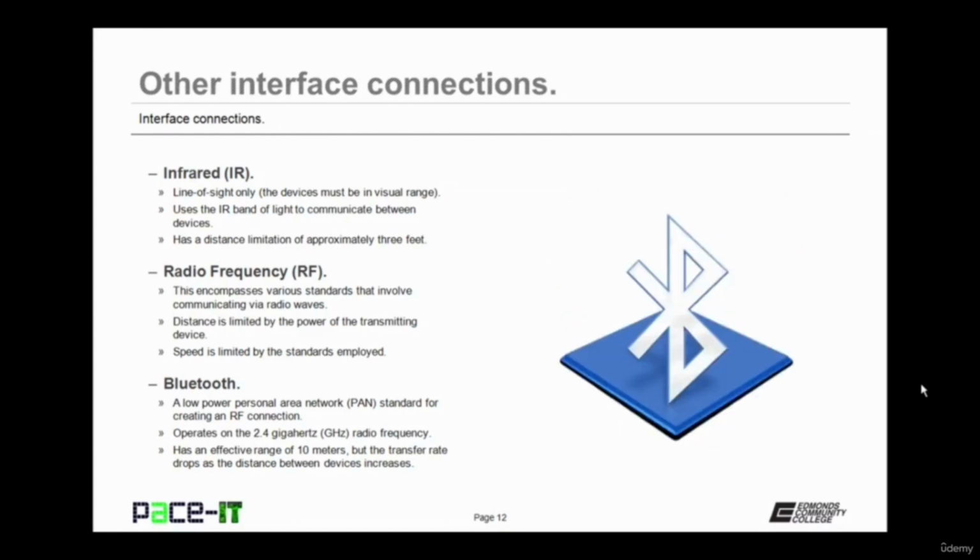Then we have Bluetooth. Now this is a low-powered personal area network standard, a PAN standard, for creating a radio frequency connection. It operates on the 2.4 gigahertz radio frequency. It has an effective range of 10 meters, but the transfer rate drops as the distance between devices increases.